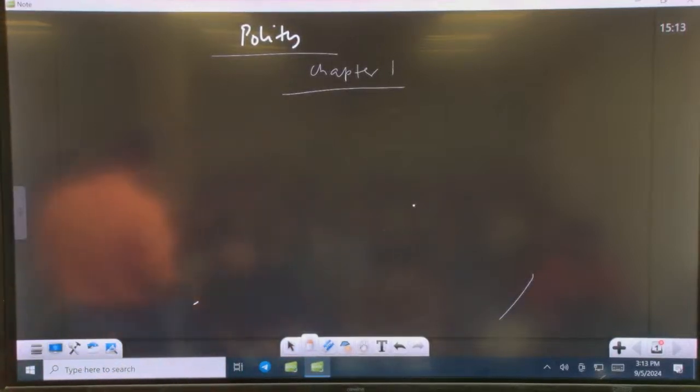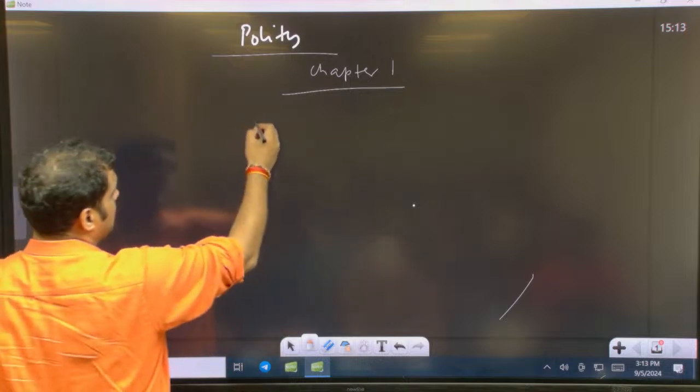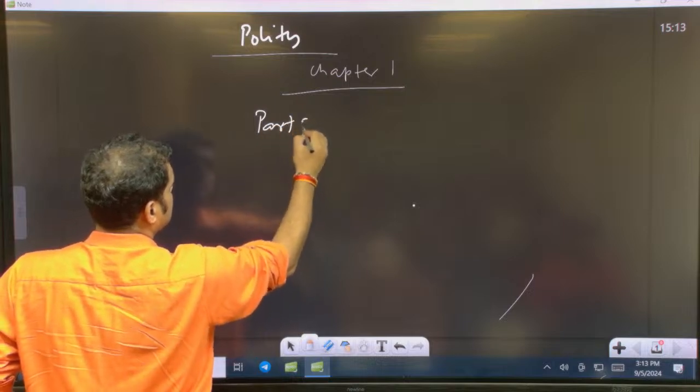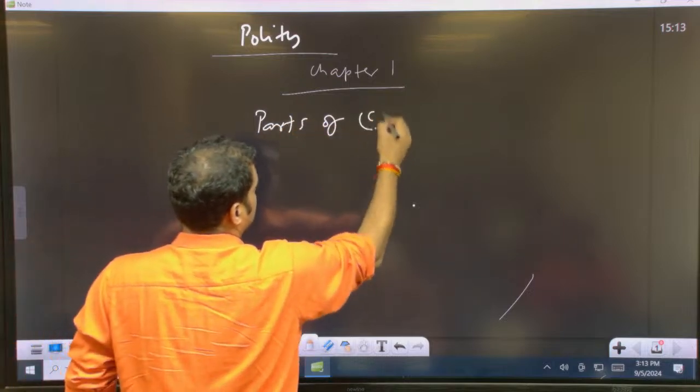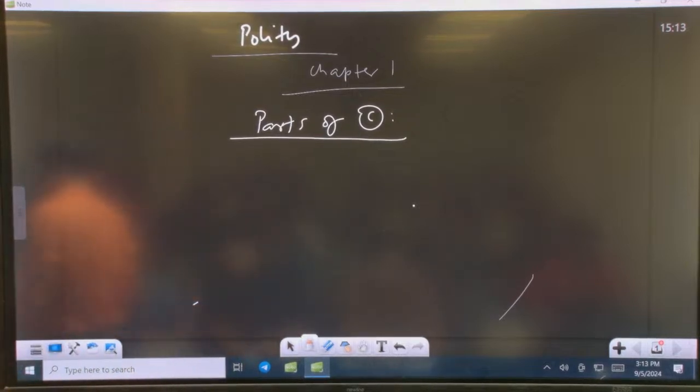Right, so today we are starting our chapter 1 in polity, which is parts of constitution. See, just like any other book, if I were to go to a bookstore and ask for a mathematics book, class 10th mathematics book, I would get a book like this, and on the very first page of that book should be an index, yes or no?